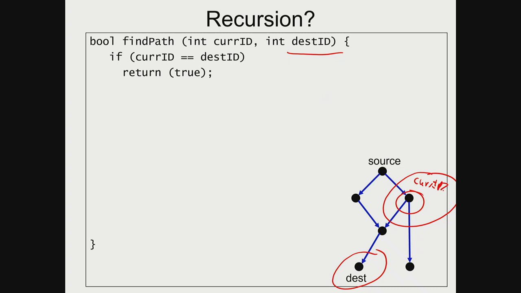Should you call the same function, find path, with an incremented current ID? I can't just increment current ID, because maybe this current ID is 2, and maybe this one is 3, and this one is 4, and this one is 5. So if I increment it, I just jump to some other part of the graph. But that's the right idea. What I should do is basically look at what I can reach. I have these edges. I should look at the edges and see what I can get to in one step.